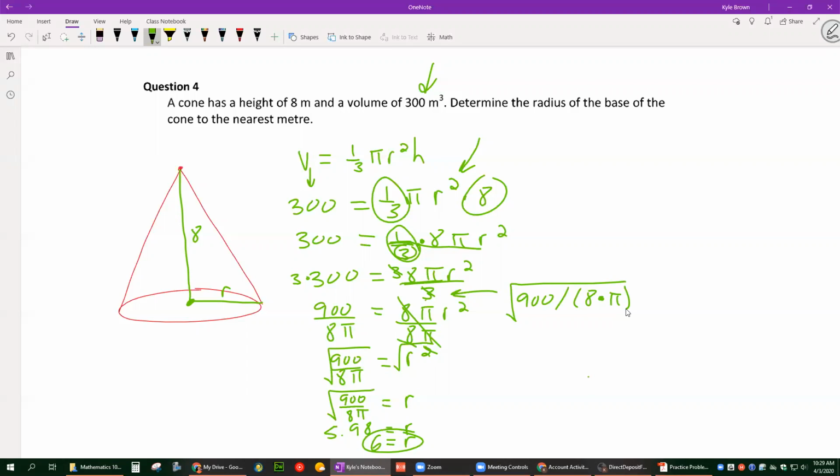Yeah, I got 18. So here's what the issue would have been. It's this right here, right? This is the way it would go into your calculator: 900 divided by, and then in brackets, 8 times pi. Because if we don't do that, what your calculator thinks you meant was 900 divided by 8 and then times pi, right? If I don't write it with the brackets, it thinks the pi is in the numerator and not the denominator. So yeah, just use brackets. And it should be good.